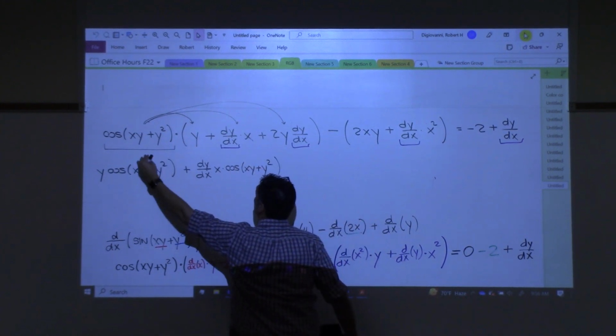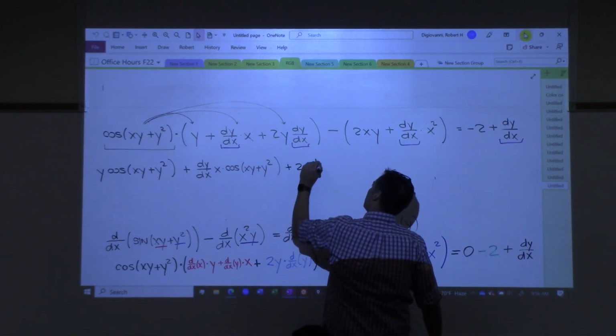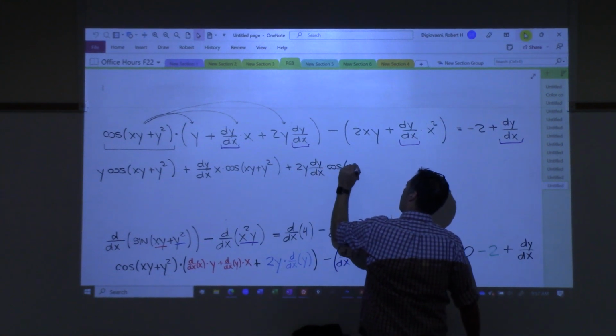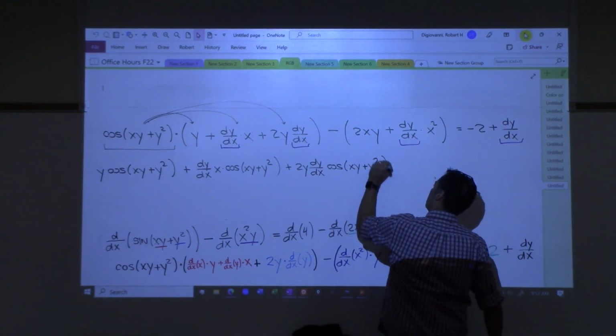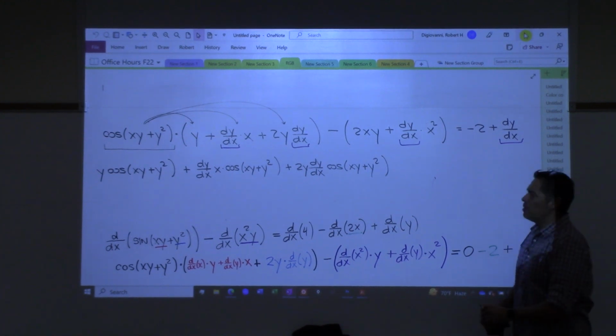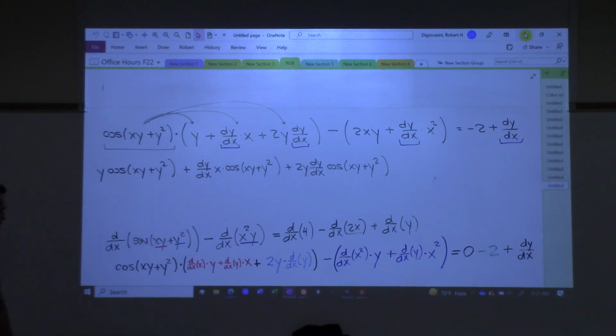And then when I go here to here, again, all that stuff, 2y dy dx, I'm going to just put it out in front of the cosine of xy plus y squared. The algebra, students will try and do some other weird algebra to try and get dy dx, and normally it's some shortcut and it never works. You have to crank out the algebra here.